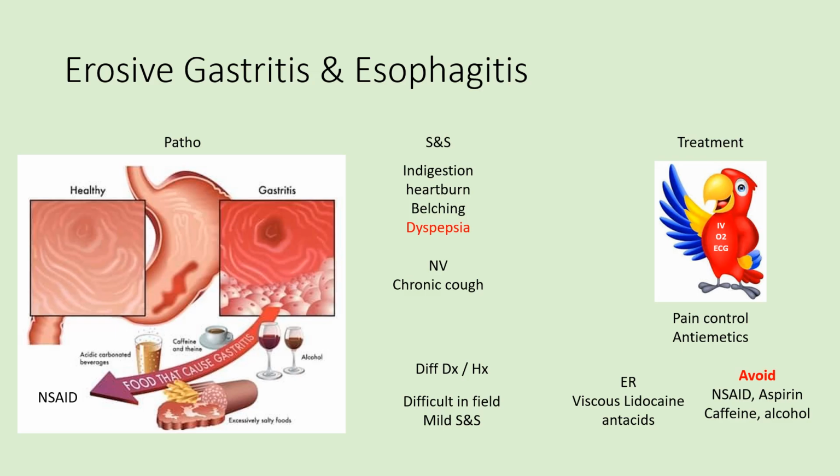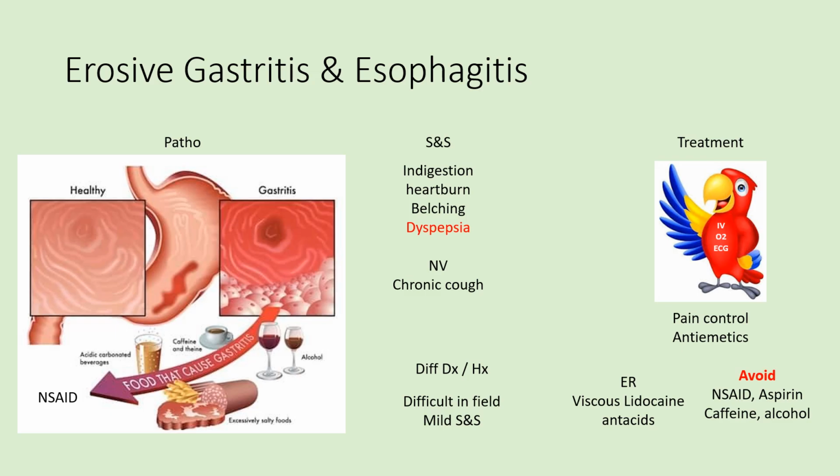They may say they complain of dyspepsia. Now, what is dyspepsia? It's an upset stomach for no reason. They could also have nausea and vomiting and a chronic cough. Differential diagnoses is tough in the field because the signs and symptoms are so mild.